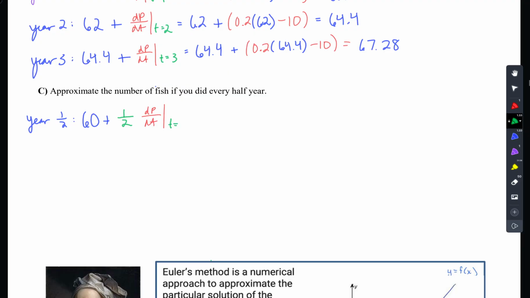evaluated at t equals a half, and it's essentially the same pattern. So you're going to take your 60 plus, and then that half the year is because you're only doing half the change for what we came up with our model for. And then you'd plug in your 0.2, your 60, and your minus 10. And then you just tap away and you get 61. Does that make sense?